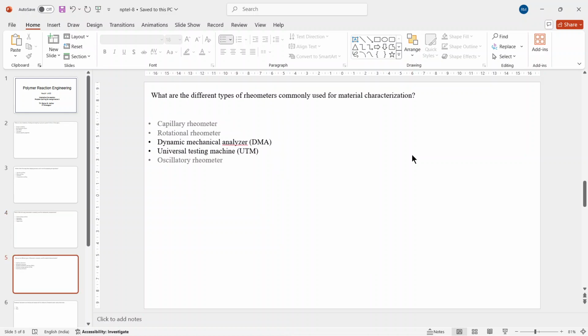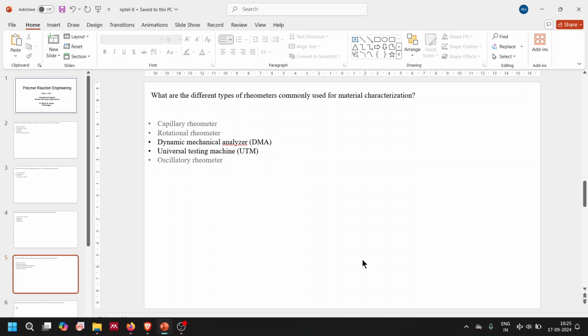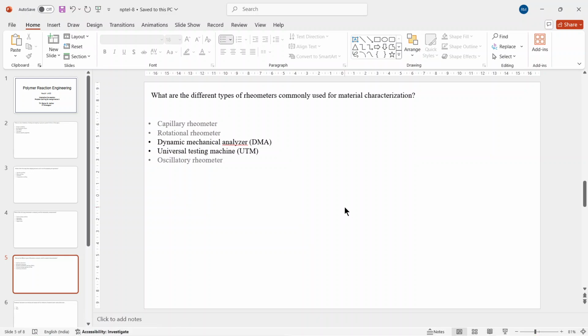Next question we have is, what are the different types of rheometers commonly used for material characterization? So we have been given five examples. First one we have is the capillary rheometer. Capillary rheometer is very useful in measuring many of the flow properties of the polymer itself. And for material characterization, it gives us the idea about the melt flow index of the polymer.